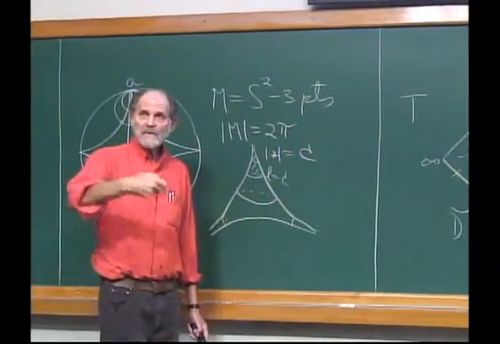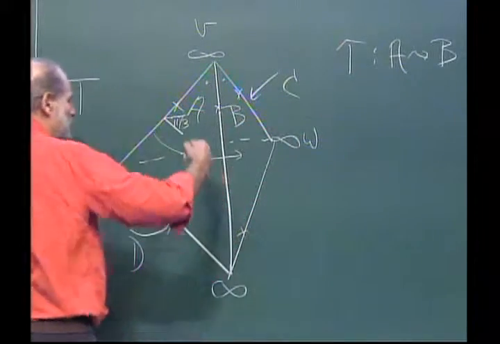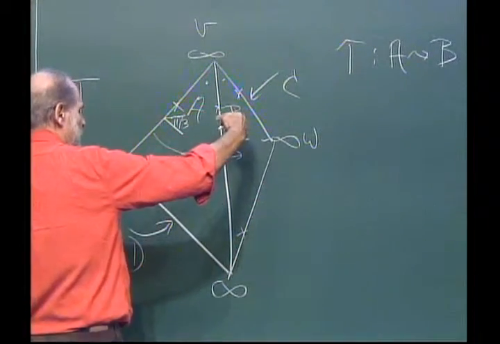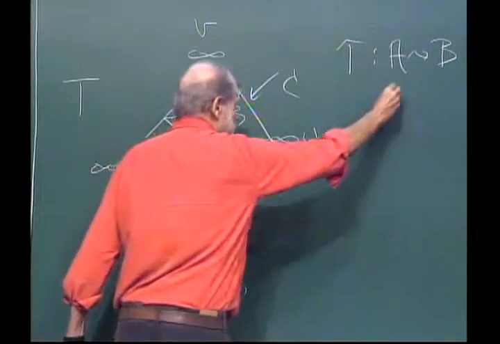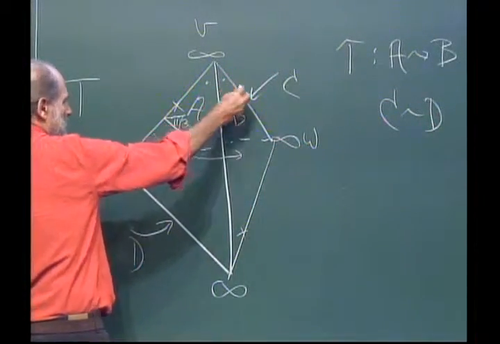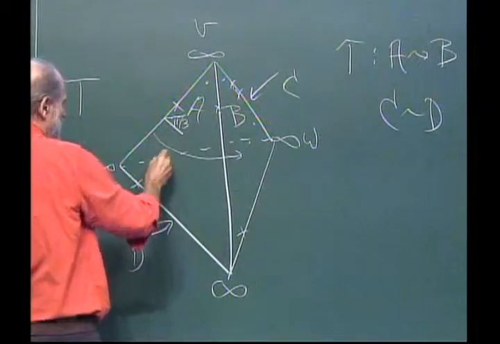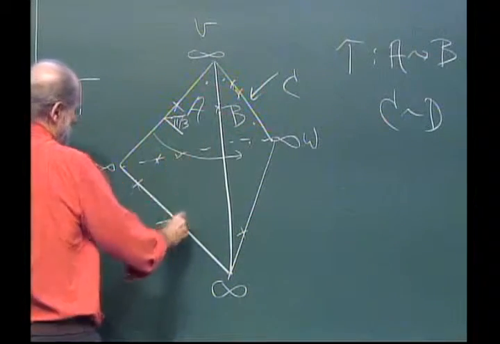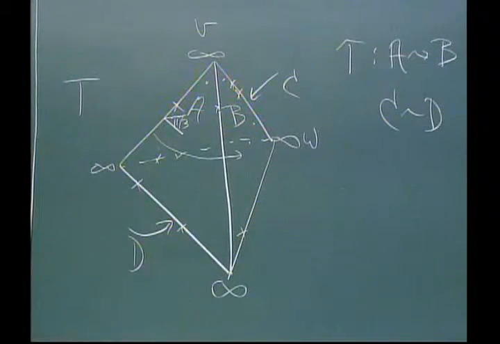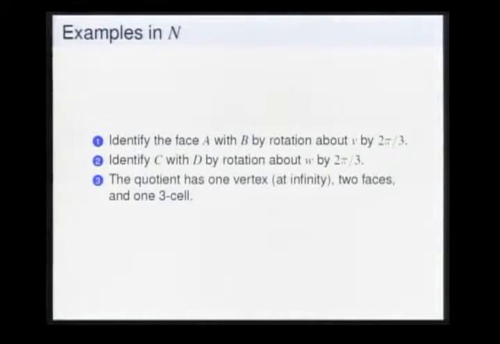Now I want to identify C with D. Well, look at this vertex here, W, and do a rotation about W by 2π/3 to take C to D. So a point in the back here, for example, a point here will go to a point here. This point will go here, this point will go here, etc. So identify the face A with B by rotation by 2π/3 about V, and C with D by rotation about W by 2π/3.